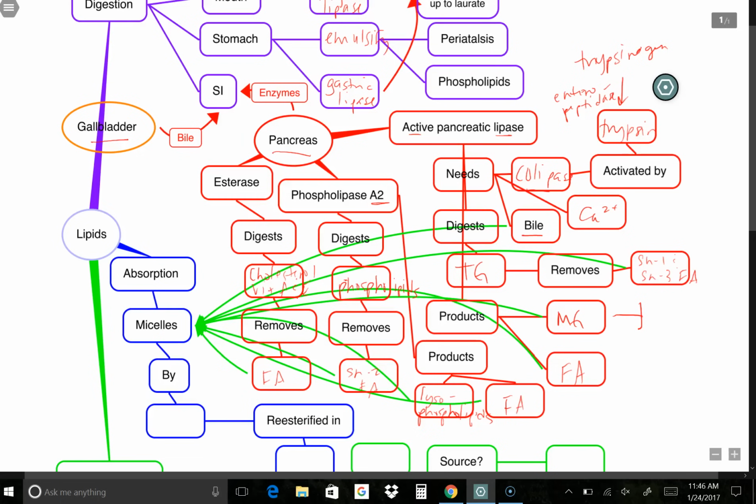So all of these products are going to coalesce together in little tiny lipid droplets that are called micelles. And micelles are going to be absorbed by passive diffusion.